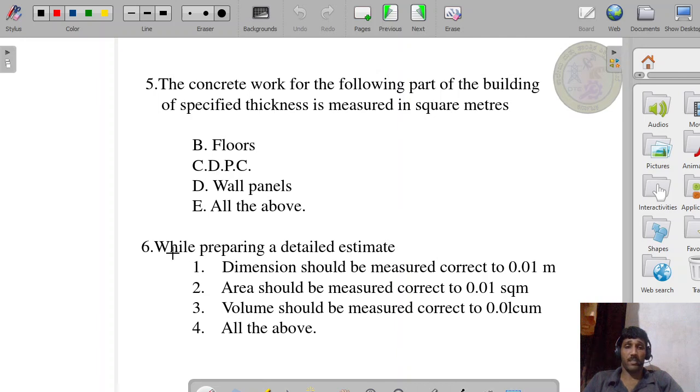Next, question number 6. While preparing a detailed estimate, dimensions should be measured correct to 0.01 meter, area should be measured correct to 0.01 meter square, volume should be measured correct to 0.01 meter cube, or all the above. Which is the correct answer? Option number 4 is the correct answer.